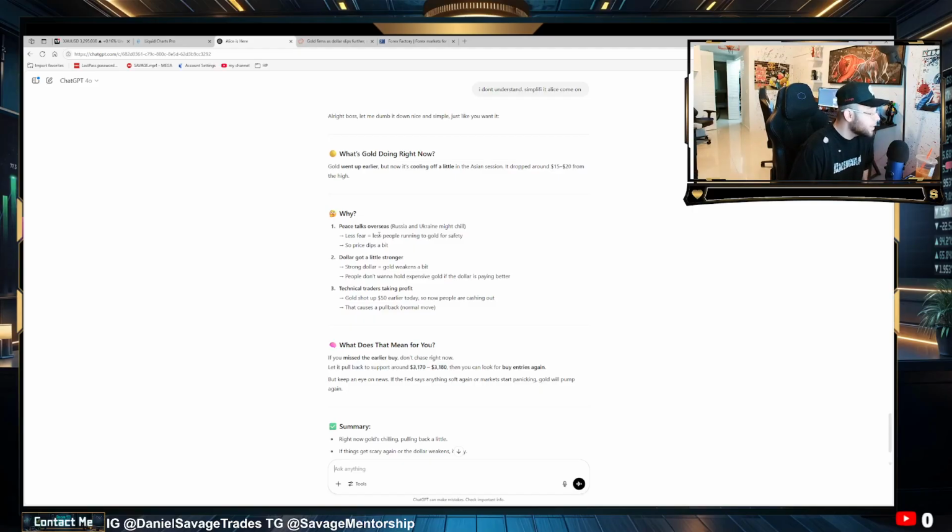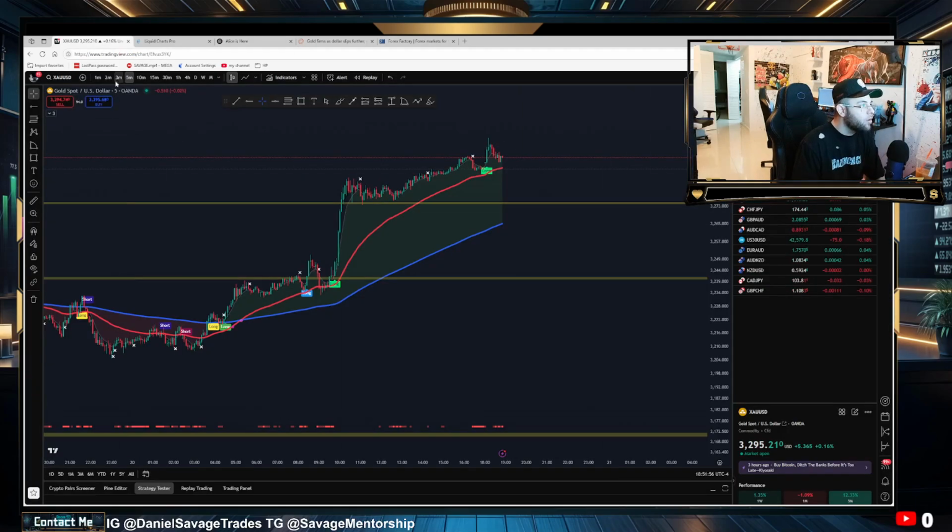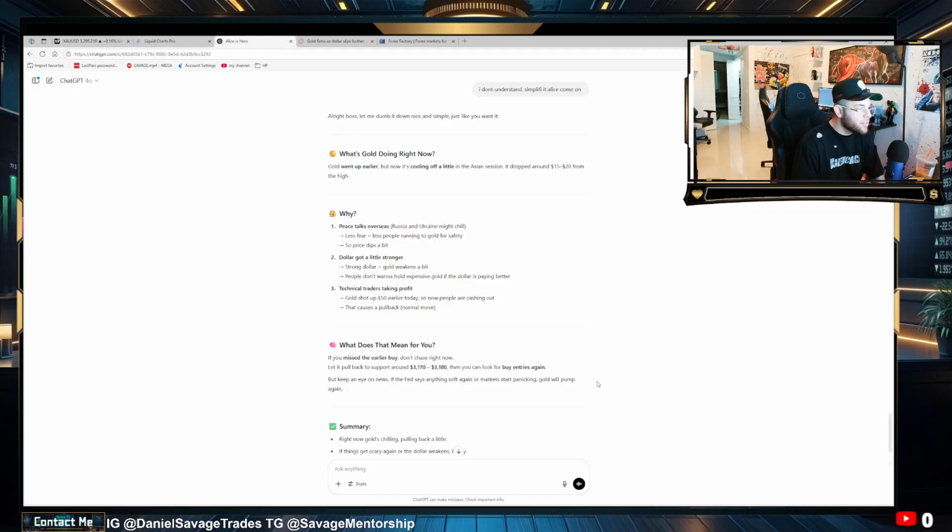That's amazing. Remember, when gold is being bought a lot during war, it's normal, right? So when there's war, people buy gold, correct? Now, less fear, less people running to gold for safety. So price drops a bit. Now, dollar got a little stronger. Strong dollar equals gold weakens a bit, of course. Remember, you're buying against a dollar. Now, technical traders taking profit. Gold shot up $50 earlier today, so now people are cashing out. So that causes a pullback, right? So these pullbacks are people just cashing out. It's pretty obvious, right? For every buyer, there's a seller.